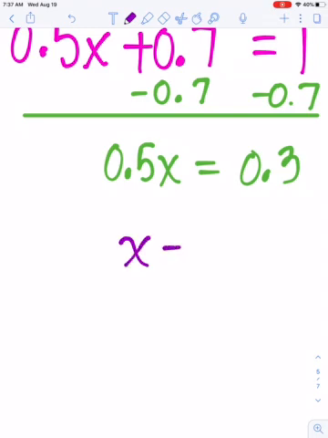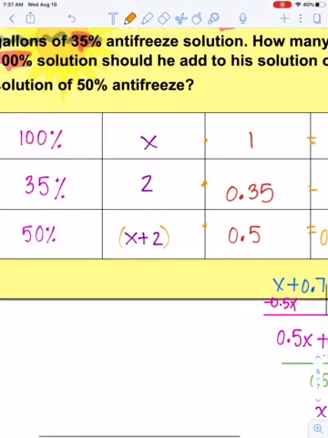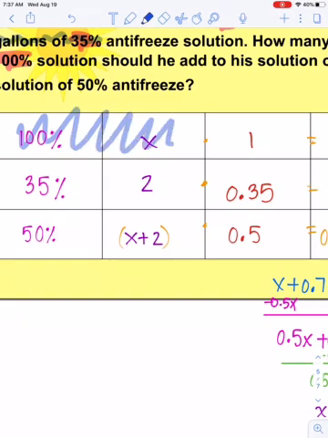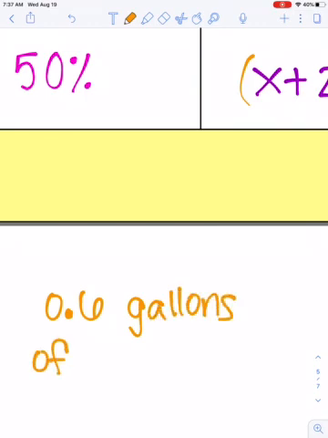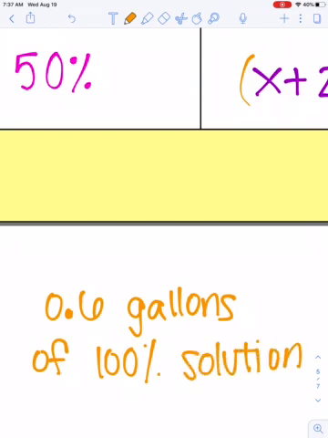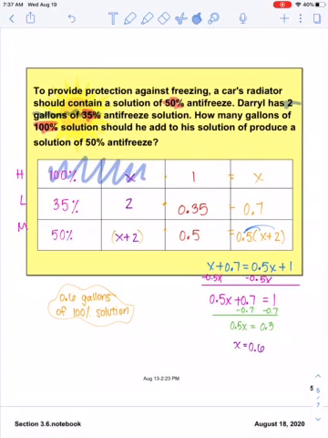And then you just divide. This one isn't beautiful, but that's okay, because we're talking about gallons, so maybe I don't want a whole gallon. That's okay, you don't need it, but it's just going to be 0.6. So then you go back up and you decide what it was of. So it's 100%, and we're talking about gallons, so 0.6 gallons of 100% solution. You can say antifreeze if you want to talk about the specific solution.